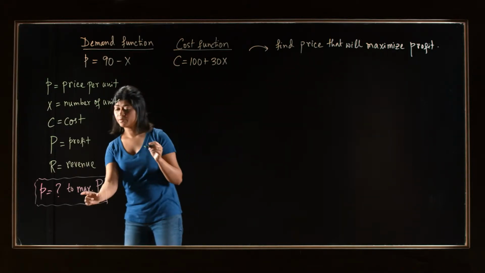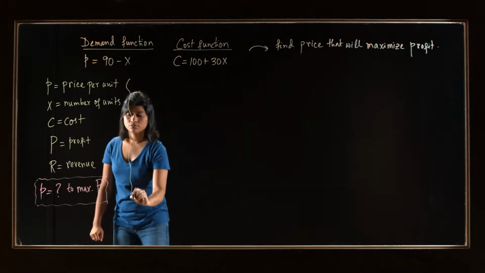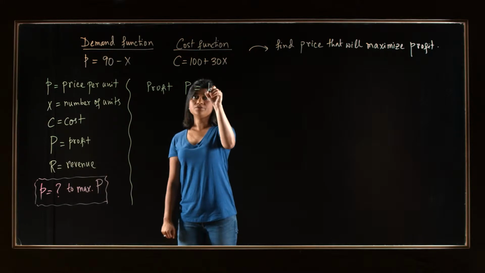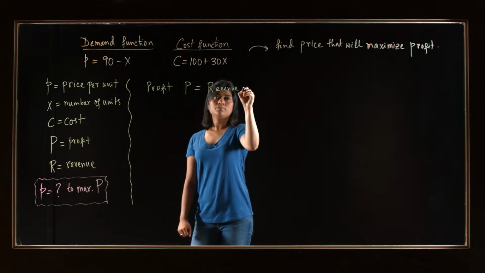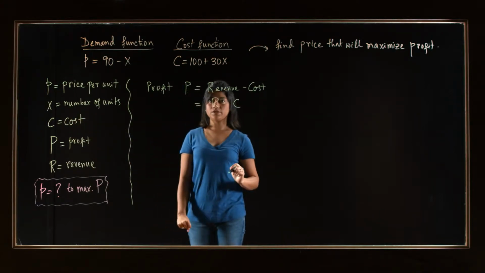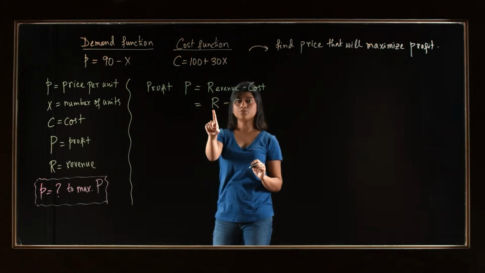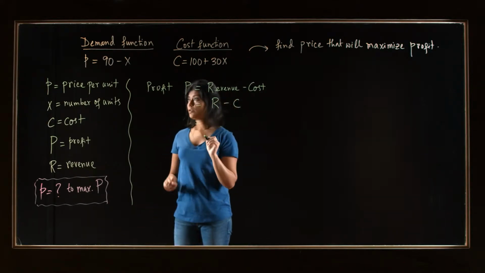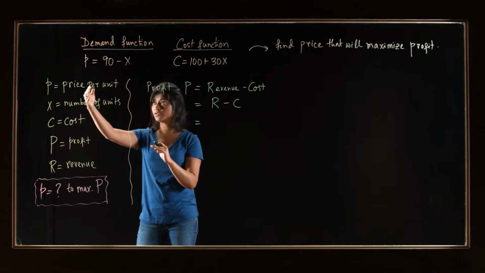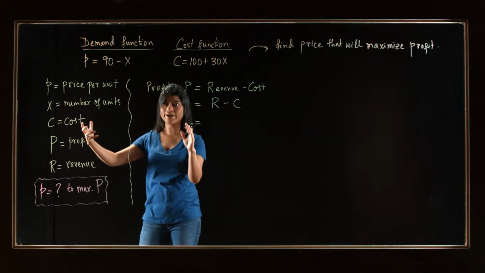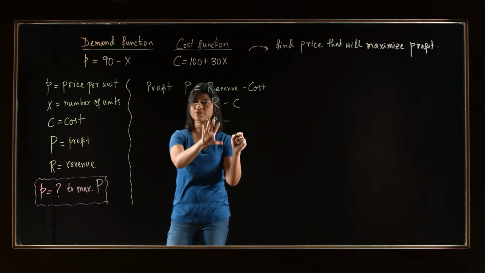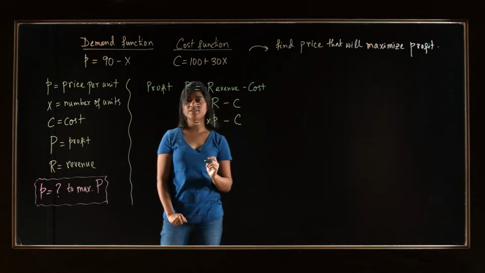Now, we have to maximize profit, so we need the profit function. How do we calculate that? We know that profit is revenue minus cost, where revenue is R and cost is C. We already have the cost function, but we don't have the revenue function. Well, x is the number of units of some product, and p is the price per unit. If we multiply them, x times p, that's the total price for x units, and that's the revenue. So R is x times p, and profit is revenue minus cost, so we have xp minus c.